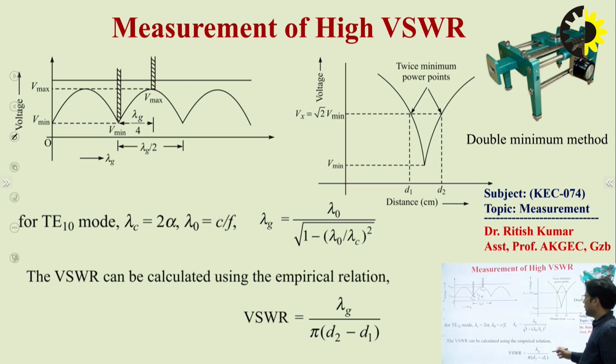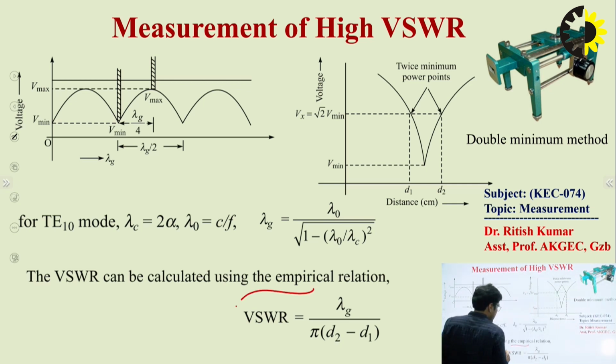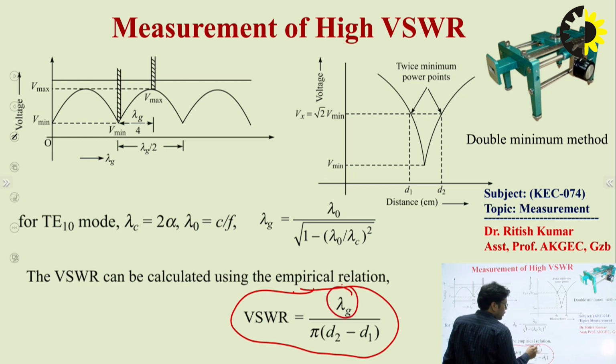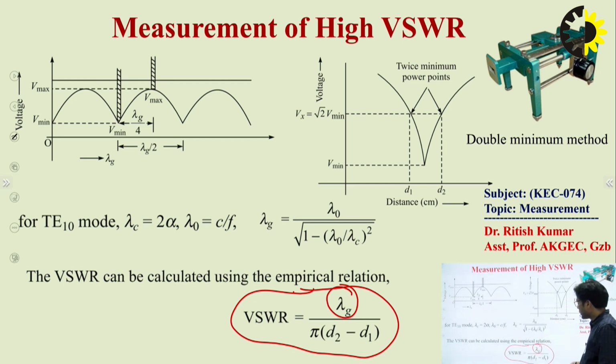This is an empirical formula of VSWR, right? Lambda g you already know with the help of the experiment, or d1, d2 you will also get from the slotted waveguide section here. After putting the values of all the parameters in this empirical equation, you will get the VSWR value, right?